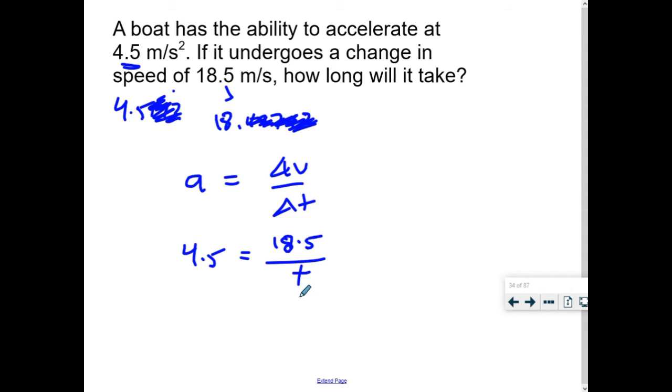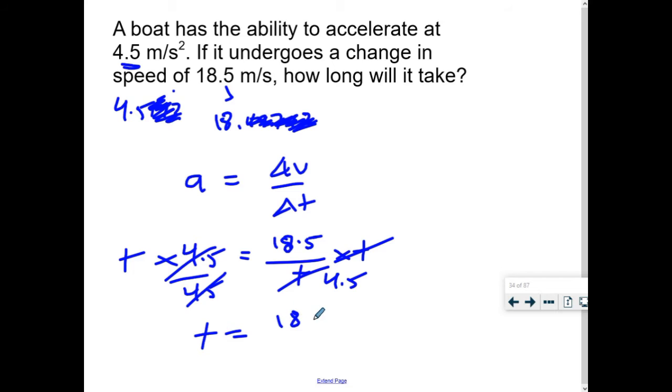How do you isolate for t? Go for it. Perfect. What you just described is, you guys ever heard the phrase cross multiply and divide? That's basically what you did, is you multiplied both sides by t, and that cancels. T is now in the numerator. That's really important. You can't have t being on the bottom of the fraction anymore. And then for the last step, it's still being multiplied by 4.5, so if I divide both sides by 4.5, that cancels. And so, long story short, t is whatever 18.5 divided by 4.5 is.